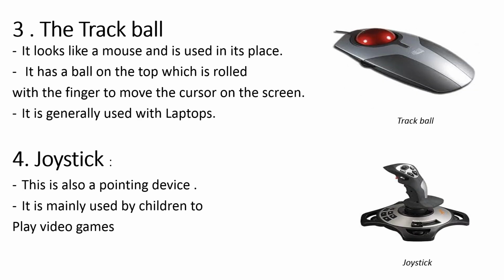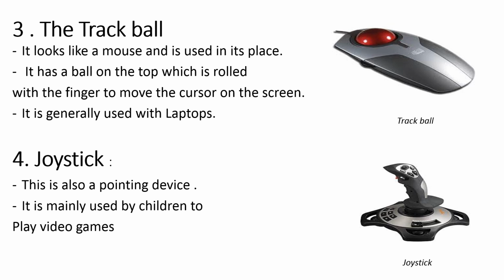Now the next device that we are going to study is the trackball. It looks like a mouse and is used in its place. It performs similar functions as that of a mouse. It has a ball on the top which is rolled with the finger to move the cursor on the screen.